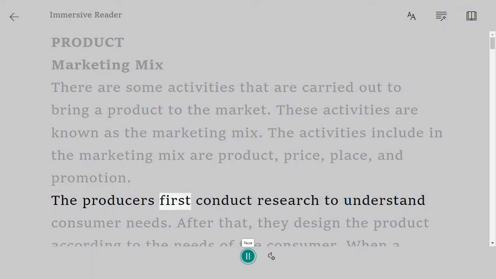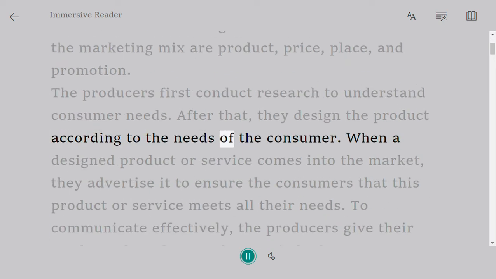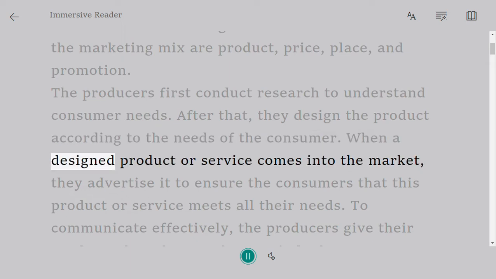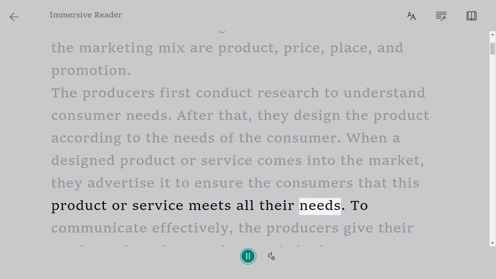The activities included in the marketing mix are product, price, place, and promotion. The producers first conduct research to understand consumer needs. After that, they design the product according to the needs of the consumer. When a designed product or service comes into the market, they advertise it to ensure the consumers that this product or service meets all their needs.